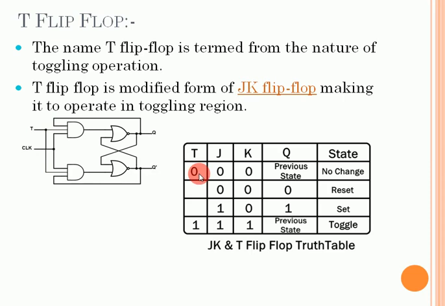So if T is equal to 0, J is 0, K is 0, that means it will not affect the output of the circuit, and it will remain the same. That means if the circuit was set in the previous state, it will remain set, and if the circuit was reset in the previous state, it will remain reset. And when we provide T equal to 1, that means J will be 1, K will be 1, and according to the JK flip-flop's truth table, the state will be toggled. Toggle means if in the previous state the circuit was set, it will be reset in this state, and if in the previous state it was reset, then it will be set. Thank you.